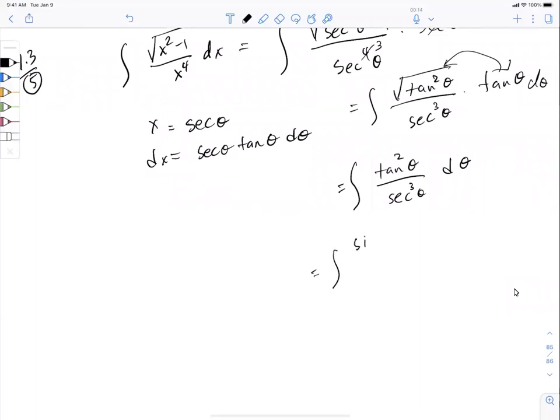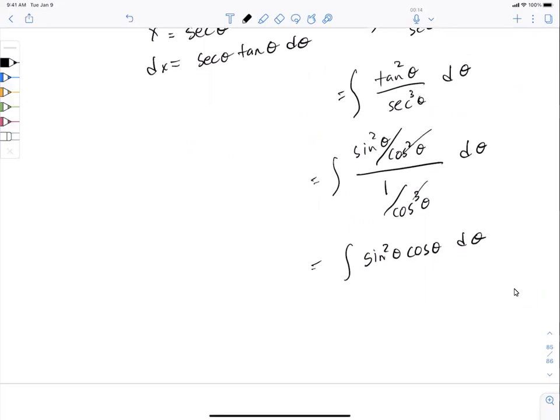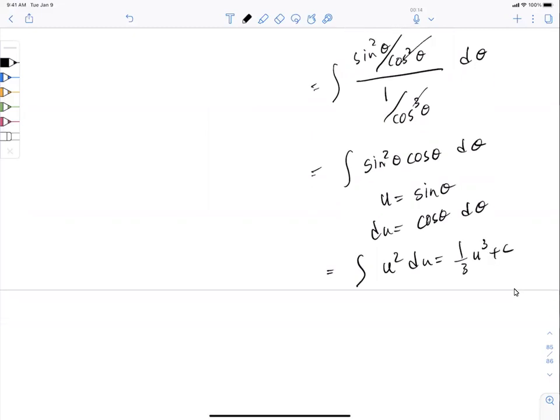Remembering tangent is sine theta over cosine theta, and secant is 1 over cosine theta. The 3 and this cancel out, so I get sine squared theta cosine theta d theta. This was one of the situations we had in the last section, so I'm going to let u be sine theta, du is cosine theta d theta. So I get u squared du, which is 1/3 u cubed, and u, of course, is sine theta.